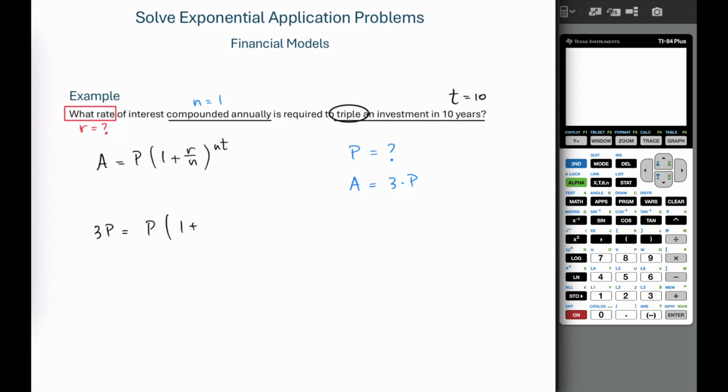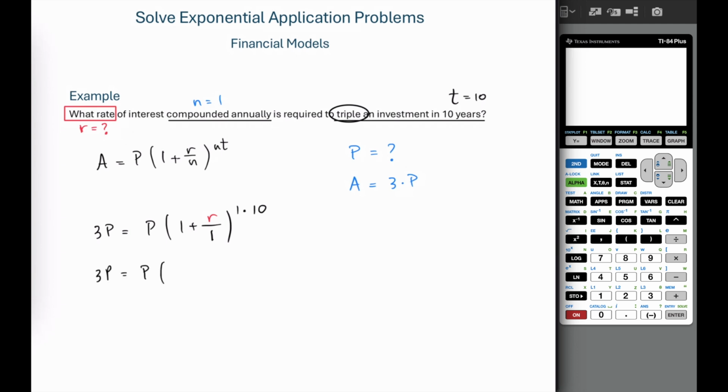1 plus the rate. This is the variable we're trying to solve for, right? We're trying to solve for R here. Divided by N, we know that there was only one compounding period in the year, so N is equal to 1. And then we're going to raise that to the N, which is 1 times T, which is the 10th power.